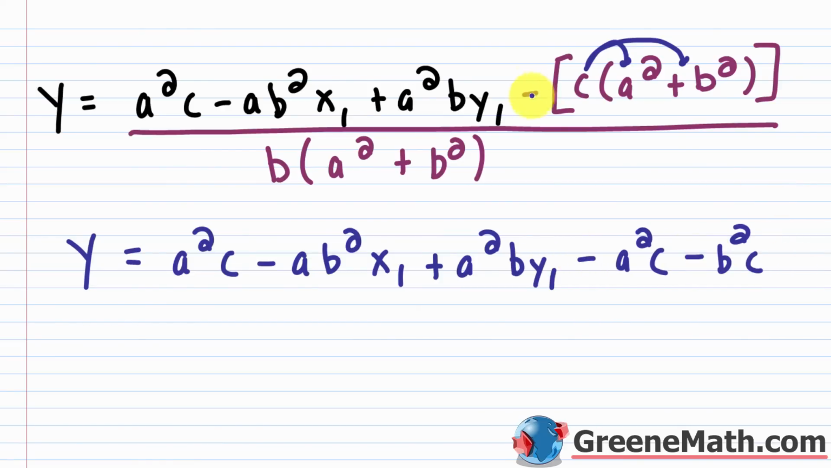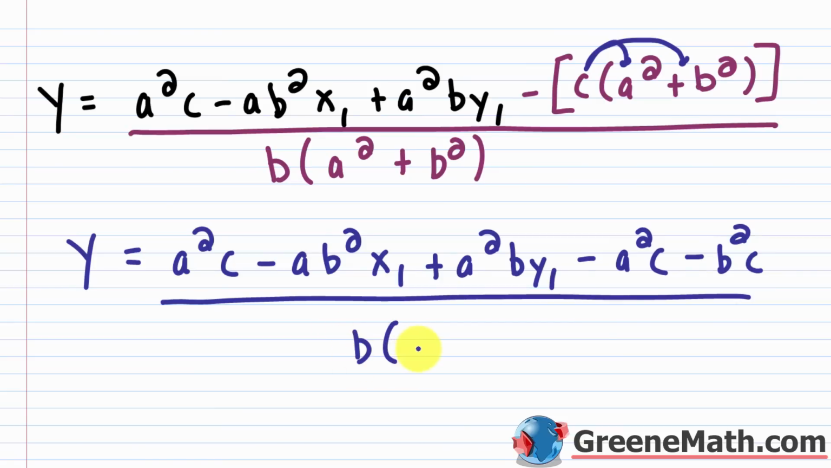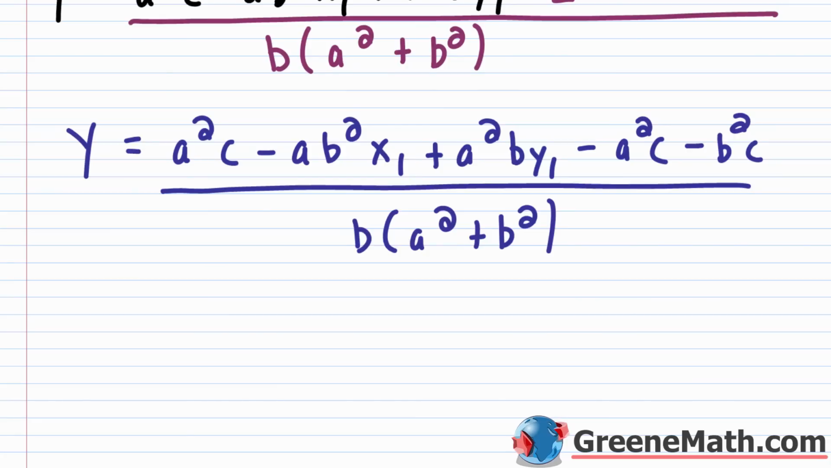So it's very important to have those brackets, or maybe another set of parentheses or whatever you want there, to make sure that you end up with negative a squared c and then a negative b squared c. So then let me put this over b times the quantity a squared plus b squared. What you're going to notice here is that you have this a squared c and this negative a squared c, that's going to cancel and become 0. So I'm just going to line this out with this.